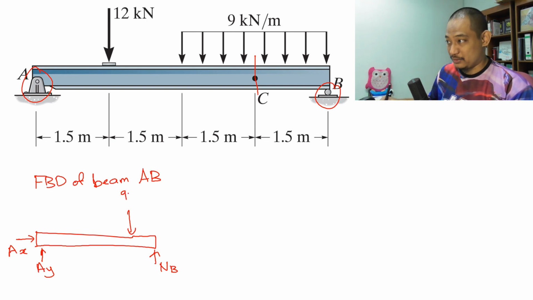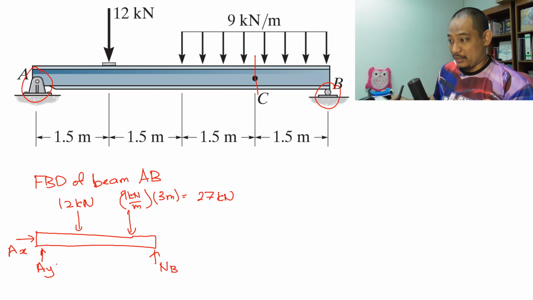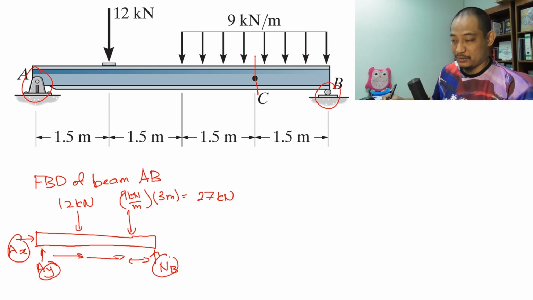So it's 9 kilonewton per meter times 3 meter, right? And then you get 9 times 3, 27 kilonewton. That is this force. And then you have another force of 12 kilonewton here, and you have all the distances. You have to put them in, and then you can solve for all of this, using summation of Fx, summation of Fy, and summation of moment equal to 0.